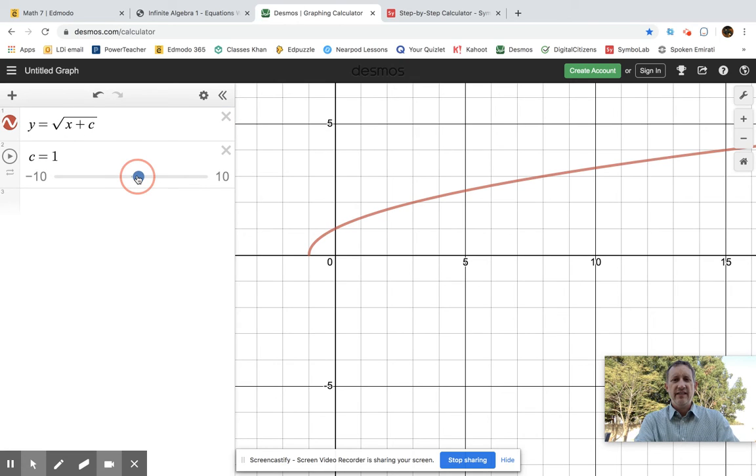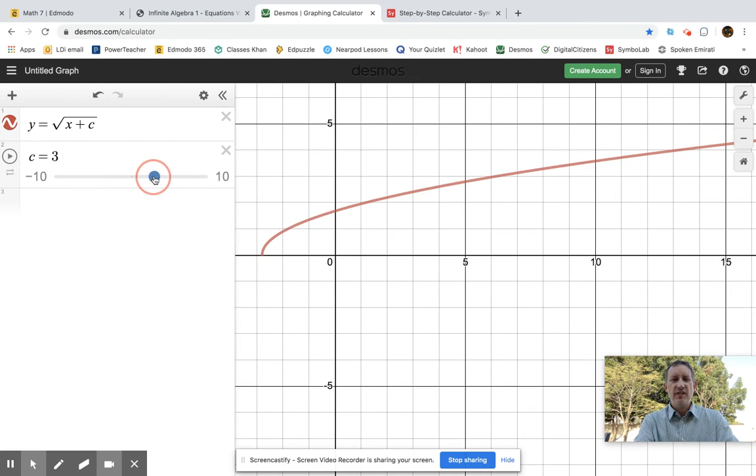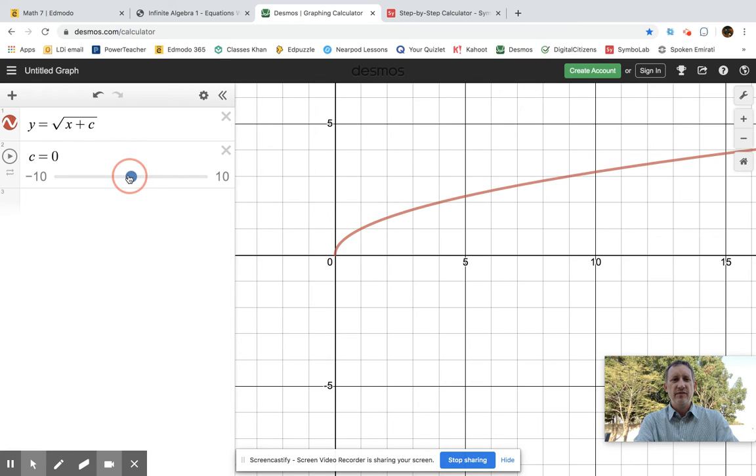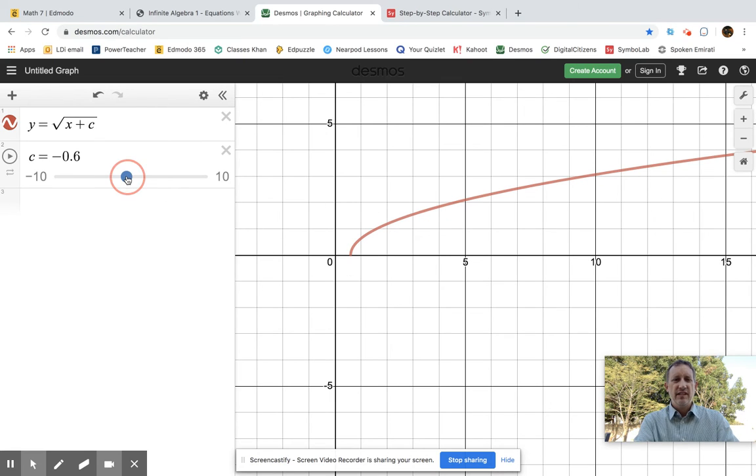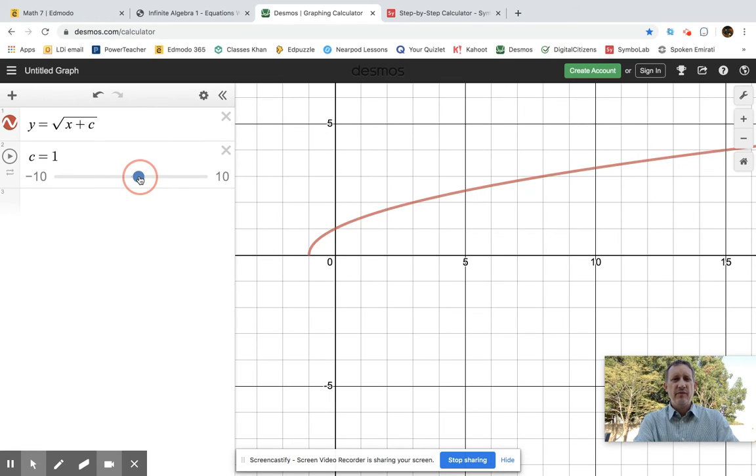Well, when we add on the inside a positive, it moves to the left. When we add a negative, which means subtracting, it moves to the right. Because that x has to be bigger to compensate. But what do you notice we don't see? We don't ever see anything on the negative side of the graph. If I add 1, the x could be negative 1, because negative 1 plus 1 is 0. But what we can never have is under the square root a negative, unless we're dealing with the complex number system, which you won't this year.